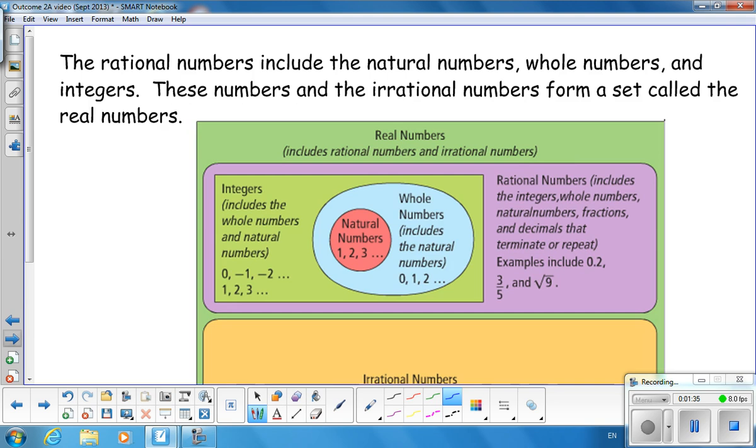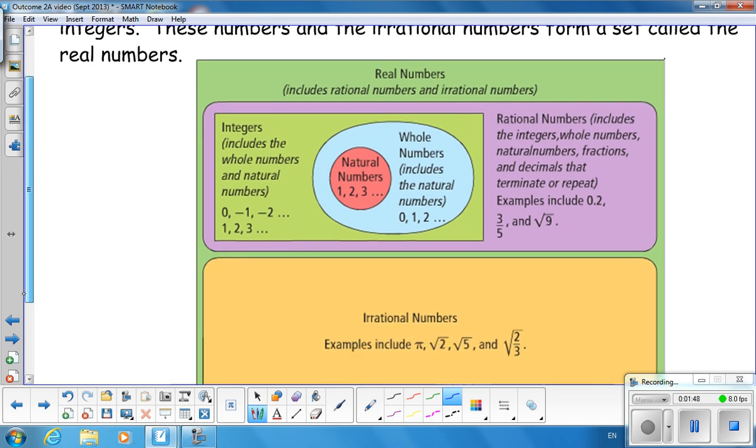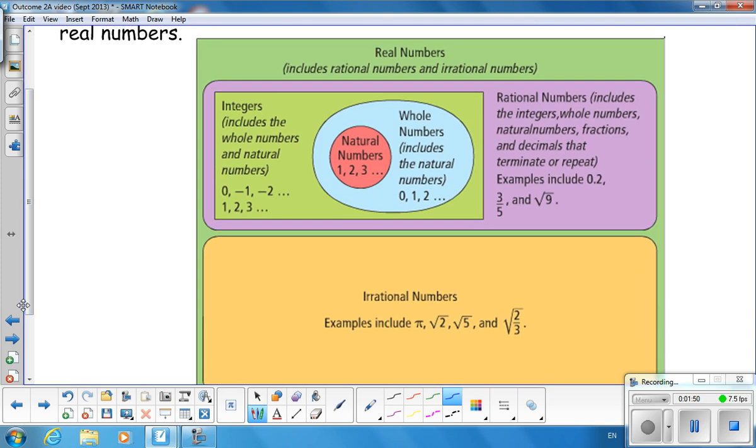The rational numbers include natural numbers, whole numbers, and integers. These numbers and the irrational numbers form a set called real numbers. So if we look at the square, the whole group of all the numbers that we know are called real numbers. Within there, they're separated into two groups represented by the two large rectangles. One are rational numbers and one are irrational numbers.